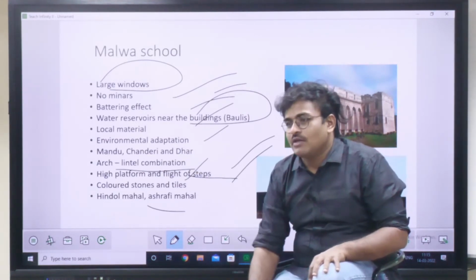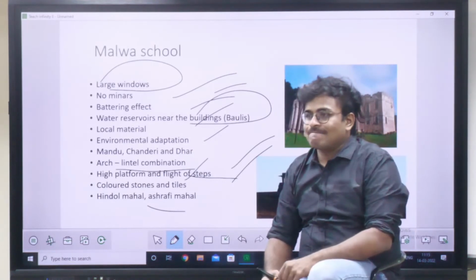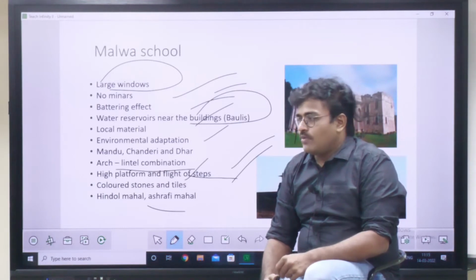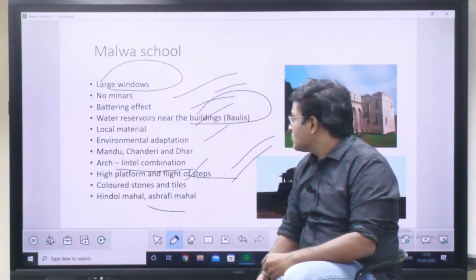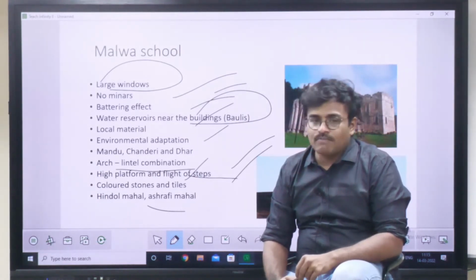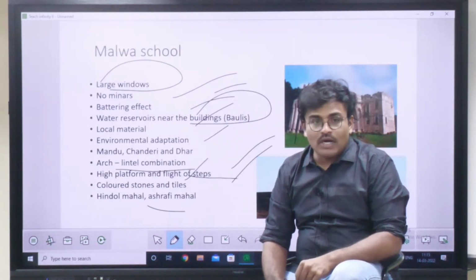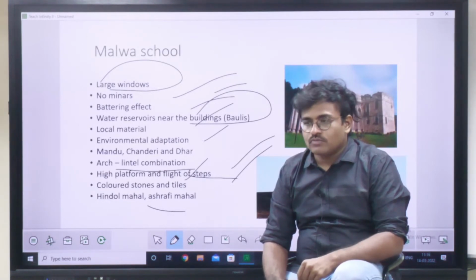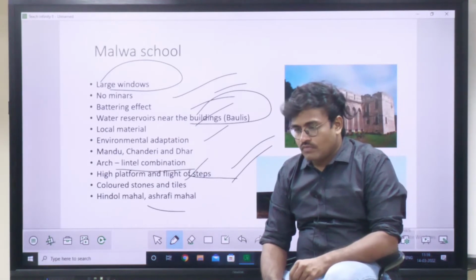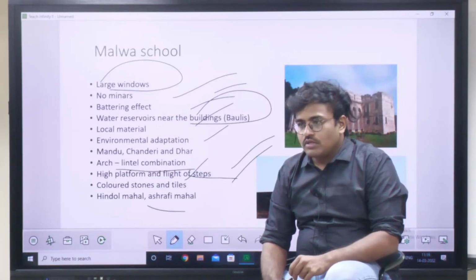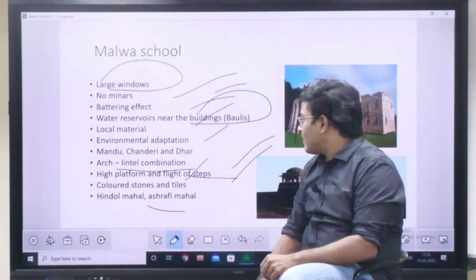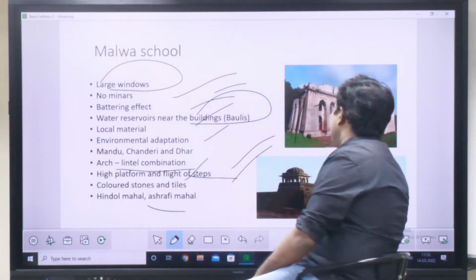Write it down at least. Baj Bahadur and Roopmati belong to Mandu. The school is known as Malwa school. Is this clear? Okay. So this way we have to see.